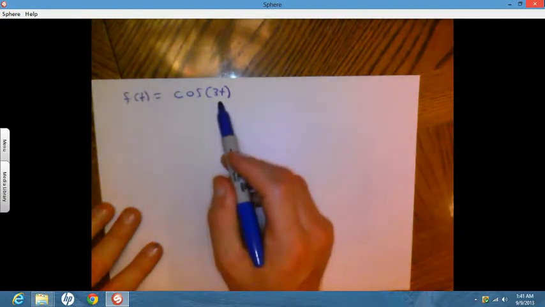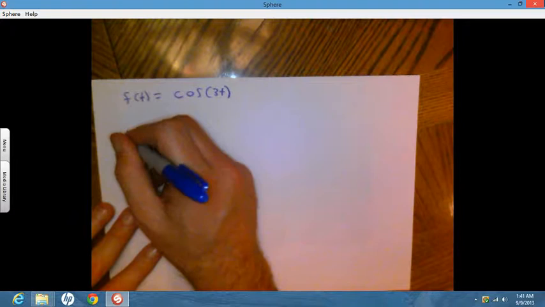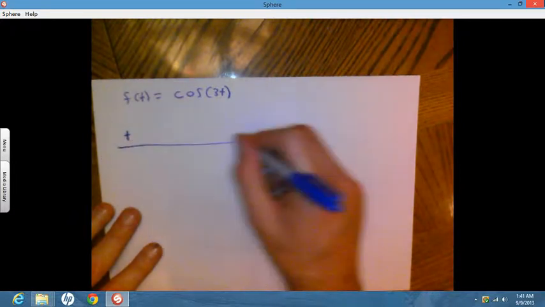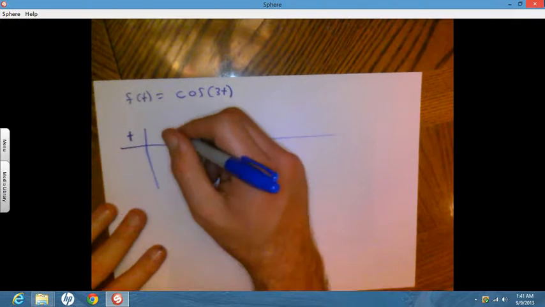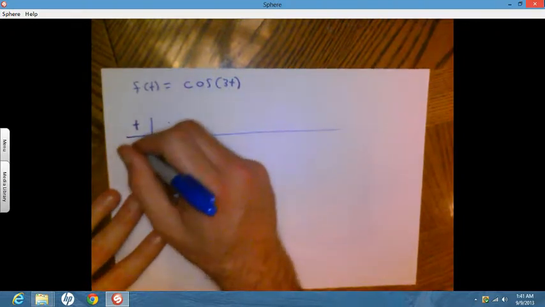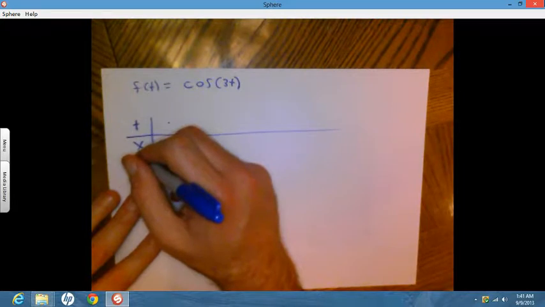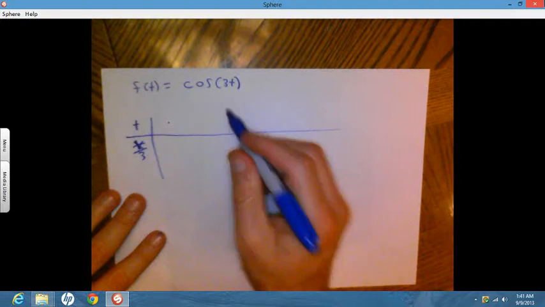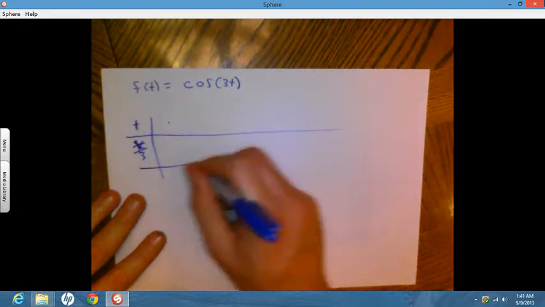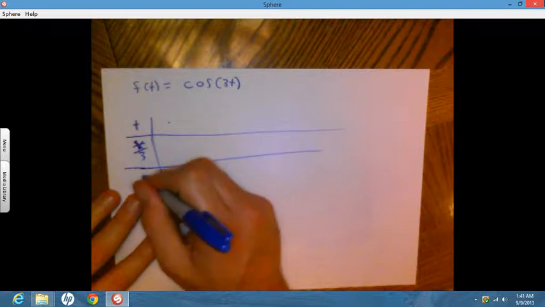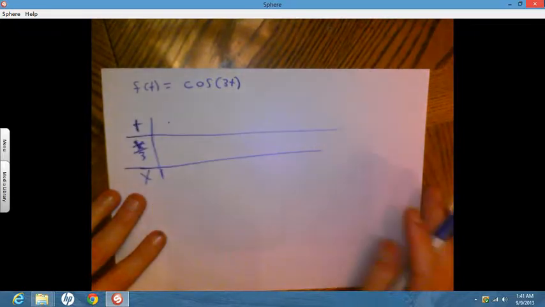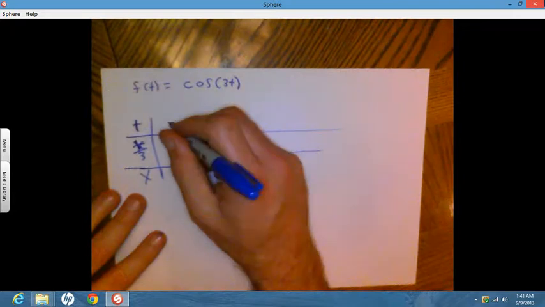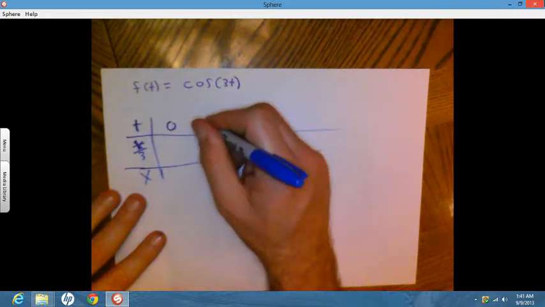So let's see, we have, and again, we're going to put down t divided by 3 because we're dividing. Whatever b is, you divide by it. So that's t divided by 3, and here's x because x is my cosine. Right? So my quadrantals are 0 degrees, pi over 2 radians, I'm sorry, it's going to be pi radians, 3 pi over 2 radians, and 2 pi radians. Okay?